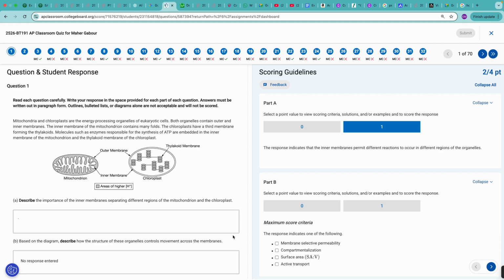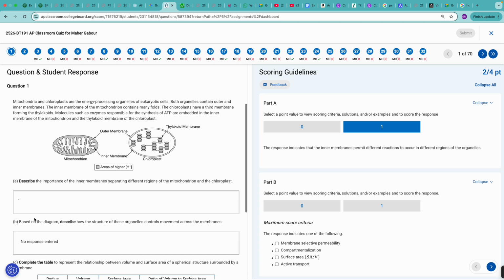Okay. So describe the importance of the inner membrane separating different regions of the mitochondria and chloroplast. You just have to say it allows different reactions to occur in different parts of the cell, or you can say that it stops interfering reactions from happening at the same time. But I say stick to: it allows different reactions to occur in different regions of the cell. That will give you the safest option.